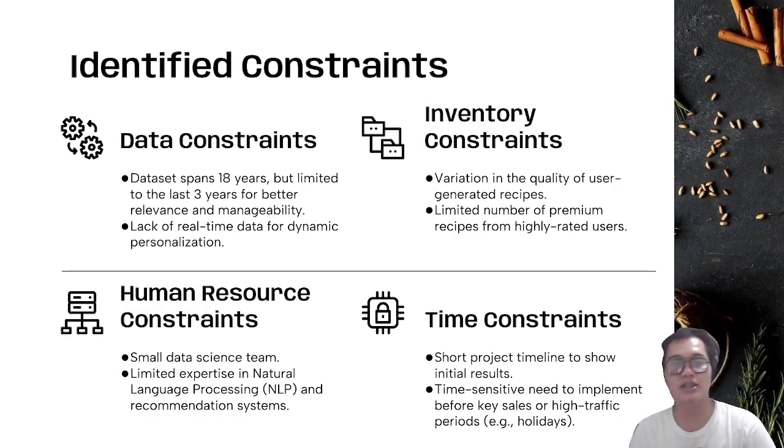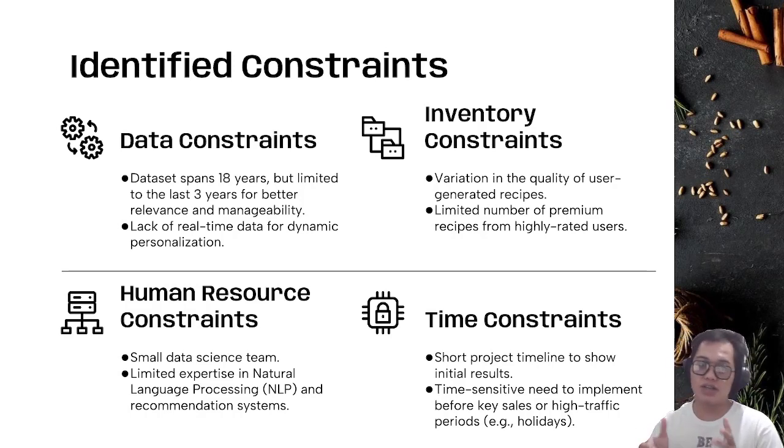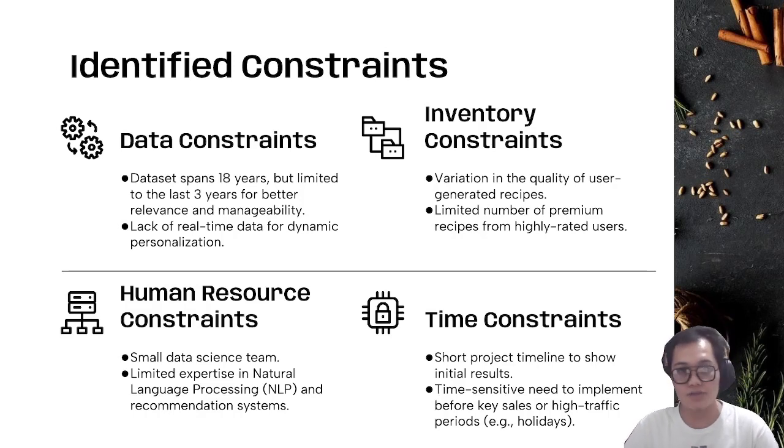Number one is the data constraints, where the dataset spans 18 years, but we limited the dataset to the last 3 years for better relevance and manageability, and there is a lack of real-time data for dynamic personalization. The second one is the inventory constraints, with variation in the quality of user-generated recipes and a limited number of premium recipes from highly rated users.